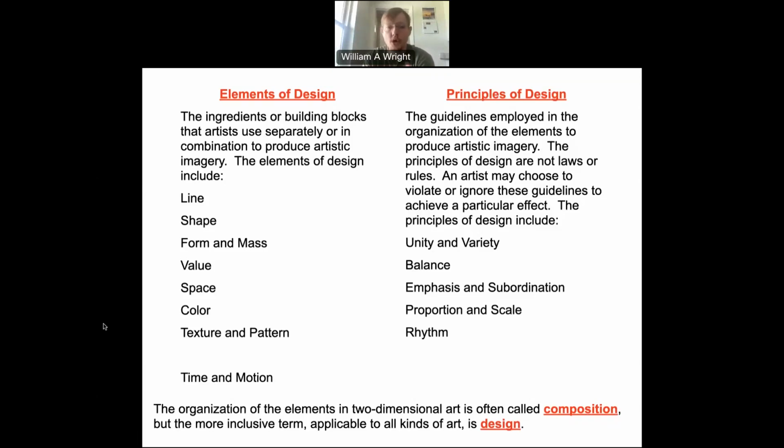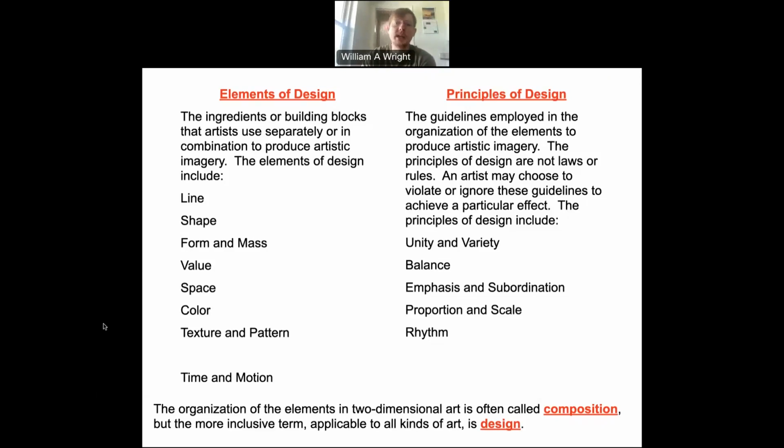And we compare those, which we learned about in chapter 4, to the principles of design. Typically we organize it into 5 things, although you'll see they're kind of in couples. They are the guidelines we employ in the organization of elements to produce artistic imagery. The principles of design are not laws or rules. You can choose to violate or ignore them. They exist so that you can say I used it or I didn't use it. It's more of a linguistic term, not necessarily a rule.